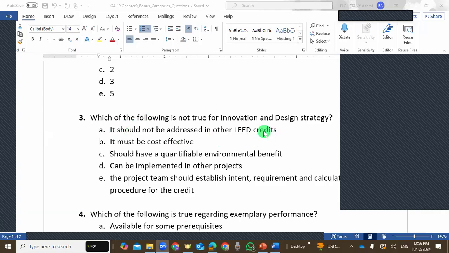If it's innovation, so it should not be addressed in LEED. Number C, should have quantifiable, yes, you need to quantify and explain the benefits. Can be implemented, yes, it should be applicable to other projects because it's innovation. They establish intent requirement, sure, they do intent requirement calculation like a credit. So the only remaining is B. I never said it should be cost effective. I never said innovation will cost more for sure in any project because it's innovation. Okay. Yes, so your answer is correct. Number B, right?